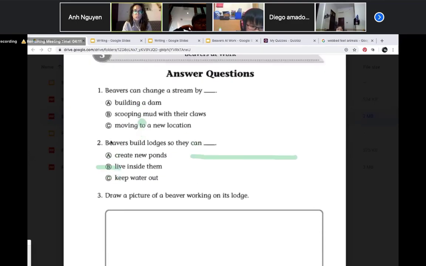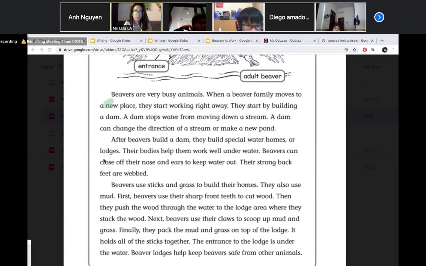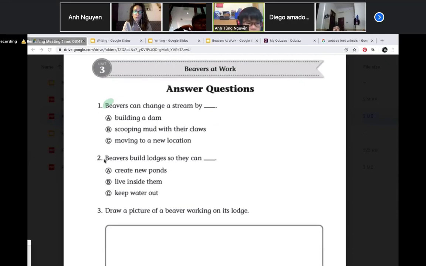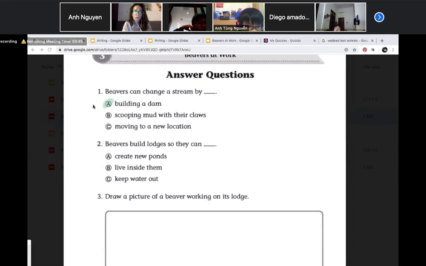So beavers build lodges so they can do what, Angtom? Keep water out. Okay, let's go back and check. No. I think it's live inside them. It is live inside them because a lodge is a beaver's what? Home. It is a beaver's home. So they build them to live inside.